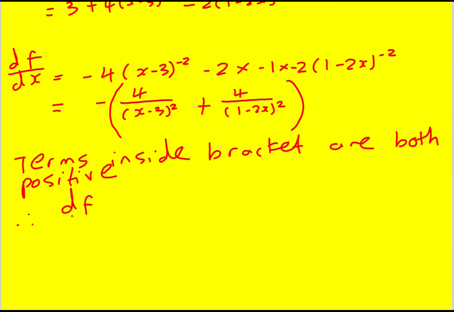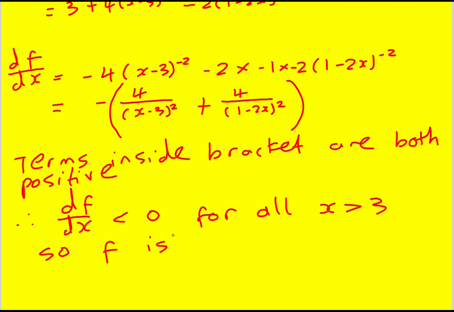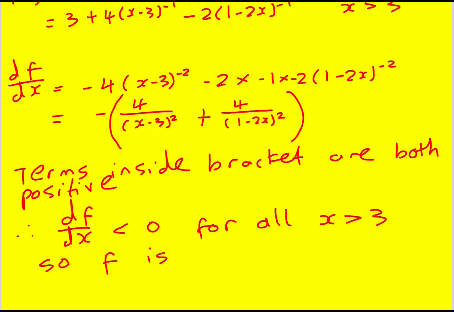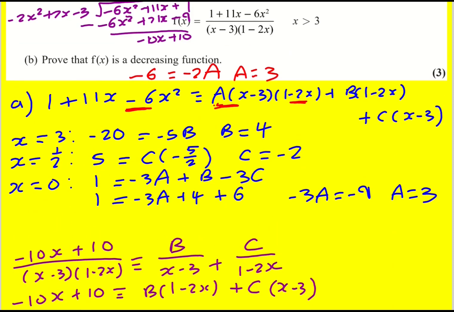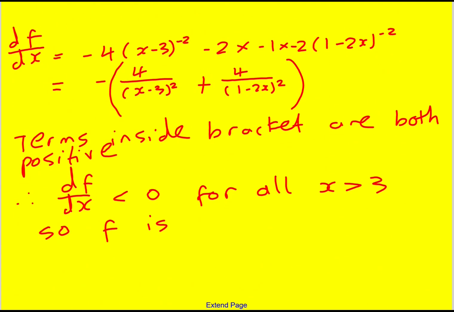Therefore, df by dx will be less than 0 for all x, I'll say greater than 3. So f is decreasing. Is that what it asked for? Is a decreasing function.